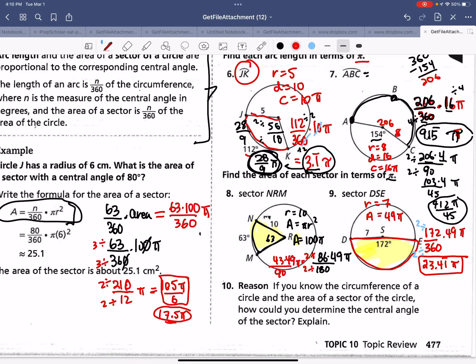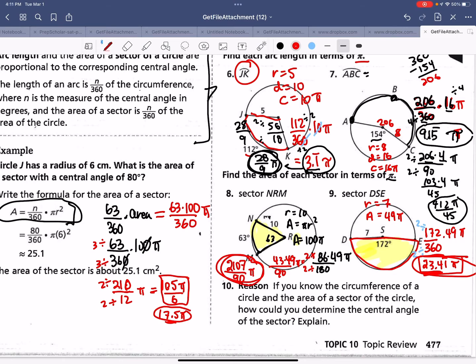I think I'm pretty much done there, because 43, I believe, is prime. And 49 is just 7 times 7. Okay, so I think I'm done. 43 times 49 is 2107 over 90 pi. What is 2107 divided by 90? It's this same number. So this number and this number are equivalent. Either one would be okay as an answer.